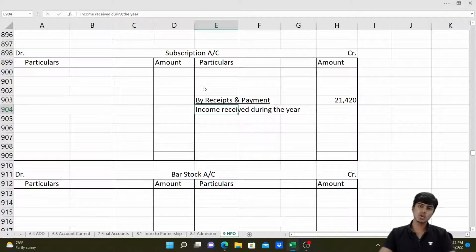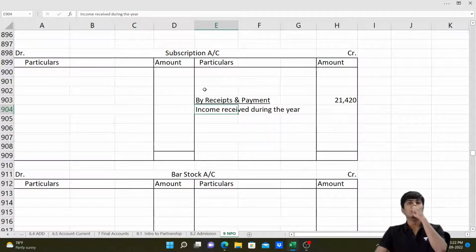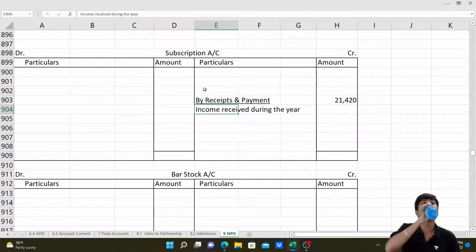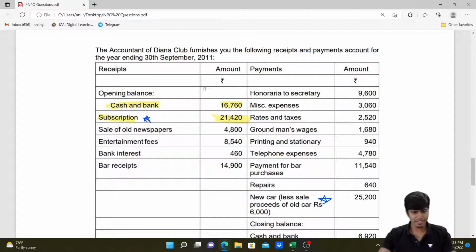This income is not the current year income because we might have received more or we might have received less. Last year's money also might have been included in this, or next year's money also might have been included in this. We should adjust those before we find current year income. Great. What do we have after that?